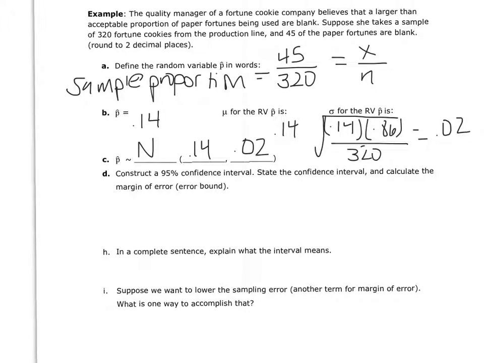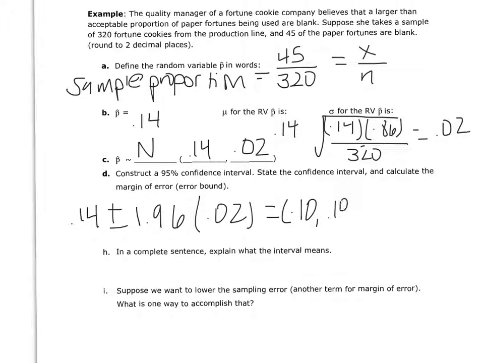Next we'll construct the confidence interval. We take that 0.14, the p hat, plus or minus the right z value. A 95% confidence interval means we're going to use 1.96. Multiply by the standard deviation, 0.02, and we get a confidence interval that goes from 0.10 to 0.18.